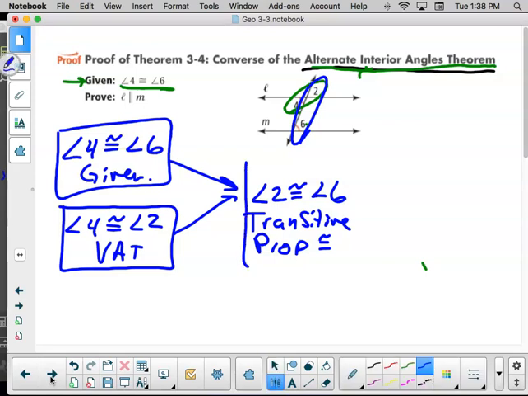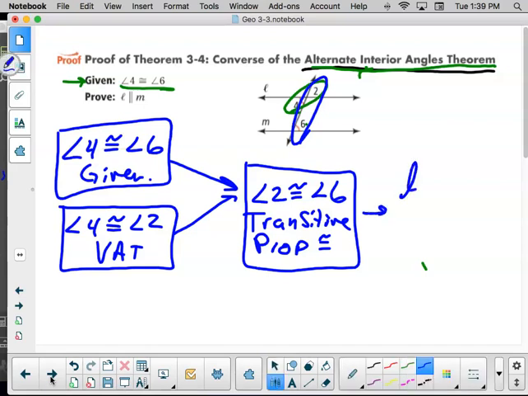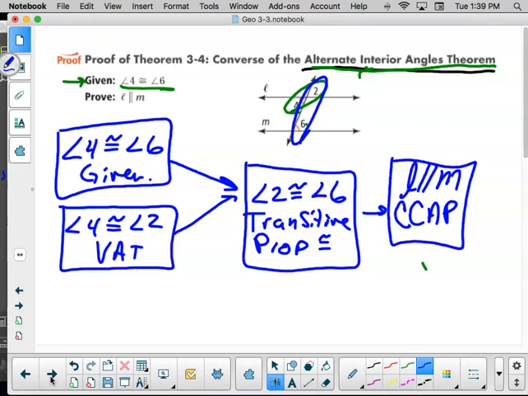I'm looking at a little chart. It's kind of a mind-bending thing. Okay? But that's the direction we're going. What's the name of 2 and 6 again? Corresponding, right? Well, if I have 2 angles that are corresponding angles, can I use the converse of corresponding angles to prove the lines parallel? Heck yeah. So I know L is parallel to M because of converse of corresponding angles postulate. And I'm done with this proof.